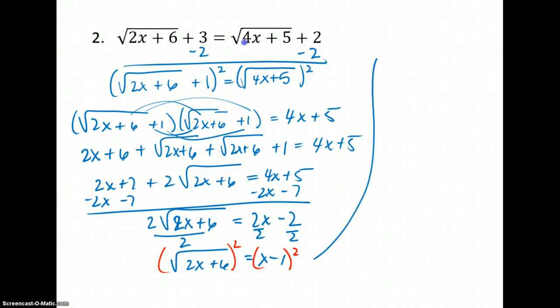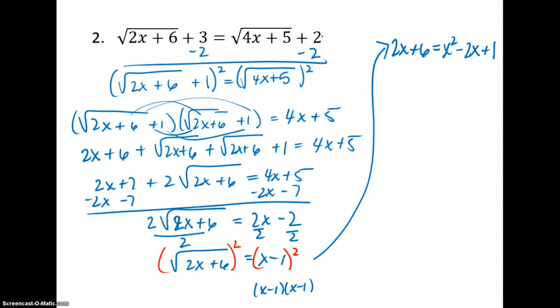So now I'm going to come up here, and I have 2x plus 6 equals, and I'm going to go ahead and use the pattern. This would be x squared minus 2x plus 1 when I expand that. Or if I FOILed x minus 1 times x minus 1, that's what I would get.